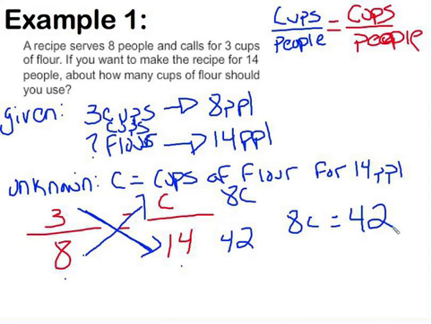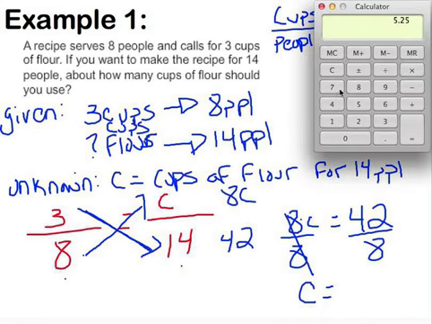So we solved a bunch of these yesterday, and we know that in order to figure out what's going on here, to undo what's being done to the variable C, C is being multiplied by 8, so I need to divide by 8 on each side. Now, I'm going to get a decimal answer here, and you are going to be allowed to use a calculator for these kinds of problems. So let's grab our calculator, and let's do 42 divided by 8.